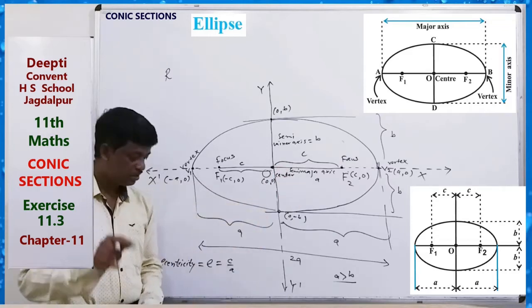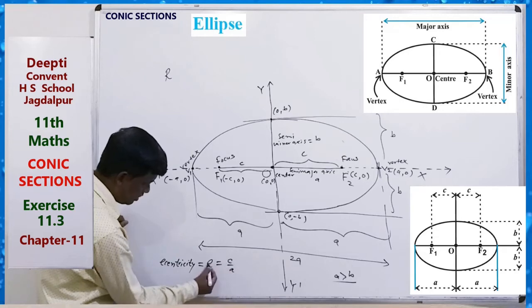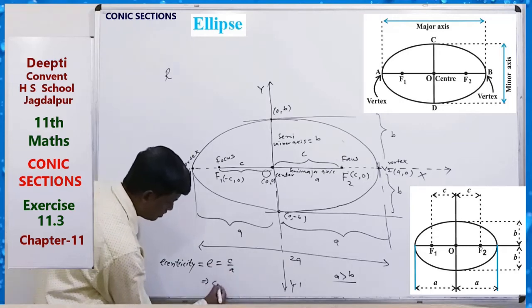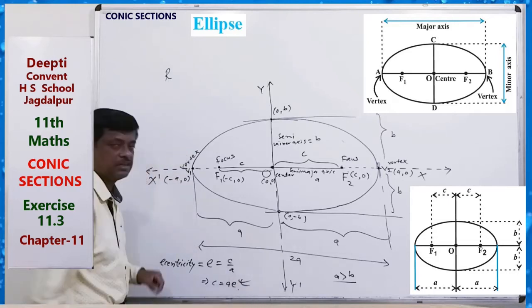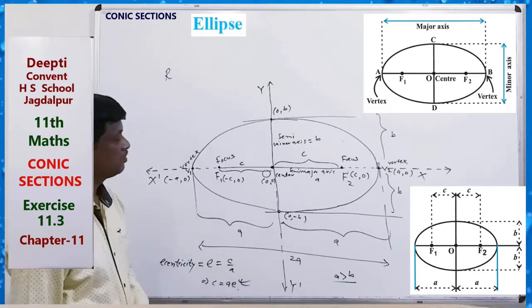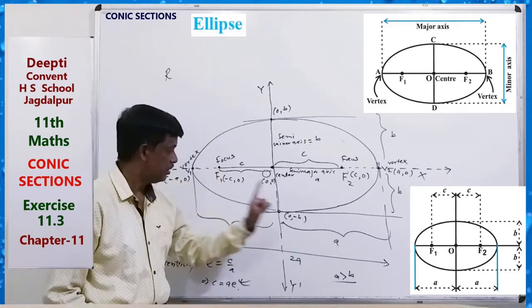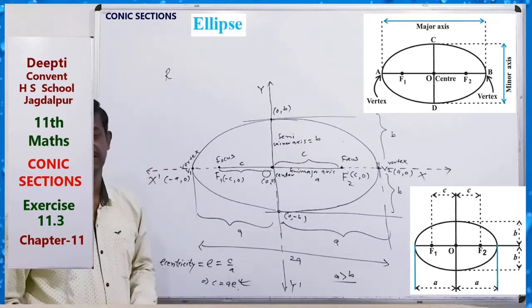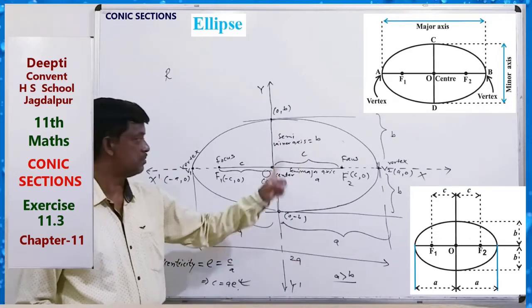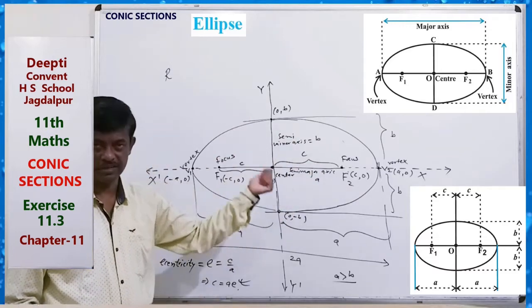to the semi-major axis. That is, E equals C by A. We can also write C equals AE, where E is the eccentricity. So here we have four quantities: A, B, C and E. Eccentricity, semi-major axis, semi-minor axis, and distance of one of the foci from the center.